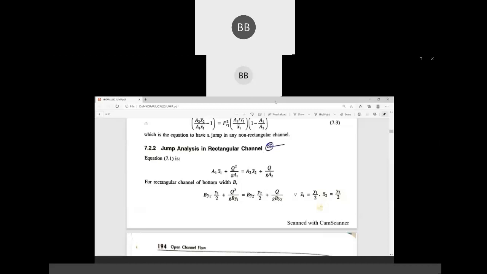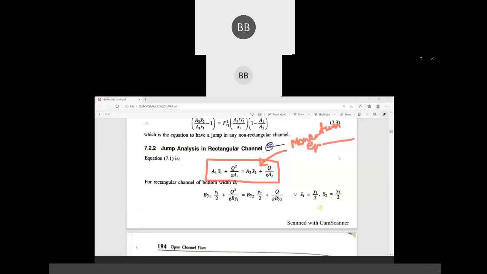Then you write down this expression. I think you are familiar with this equation. This we have already derived in chapter 1 or 2. Just write down one line: this came from the momentum equation.